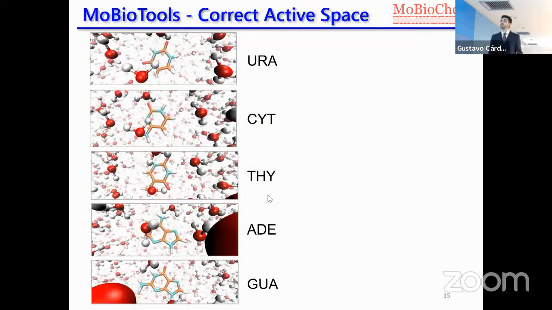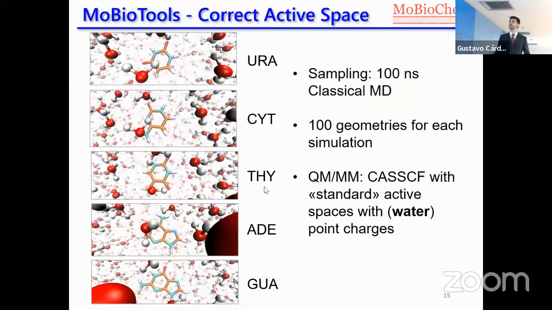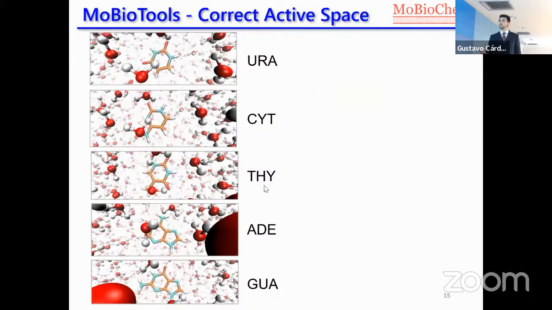So in this case, we considered as trial systems the 5 canonical nucleobases in a water solvation box. So what we did here was to perform a 100 nanoseconds classical molecular dynamics simulation for each one of these systems. And we fetched 100 geometries for each one of them. On top of each of these geometries, we performed a single point KCCF computation to get the excitation energies. Now, what did we see there? After this first KCCF computation, we saw that for most of these systems, more than 30% of the geometries are presenting an undesired active space with respect to the reference one.